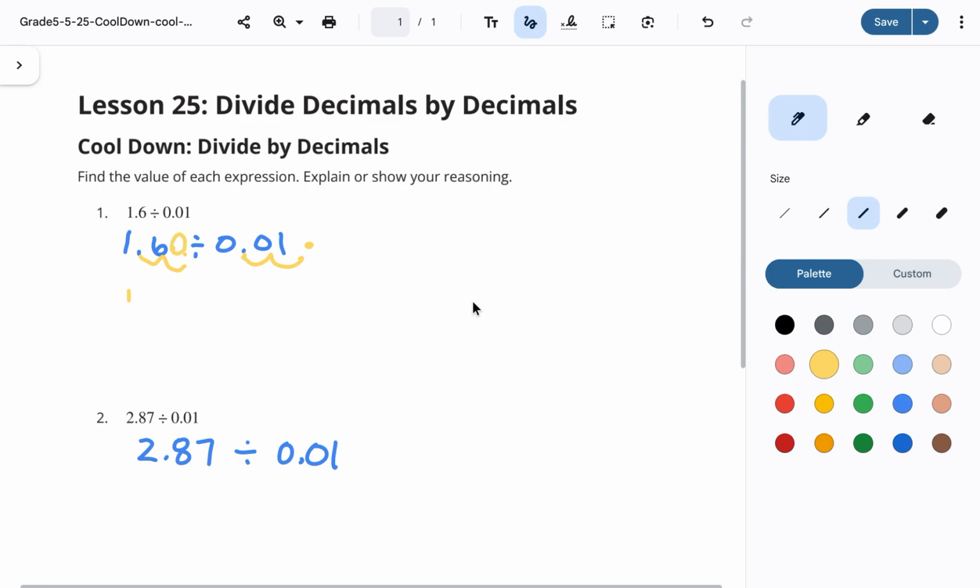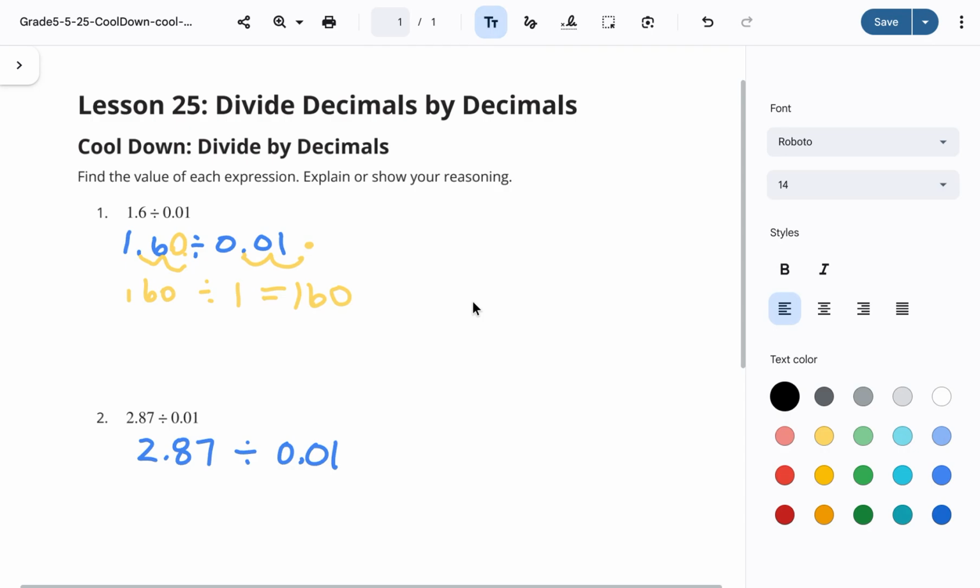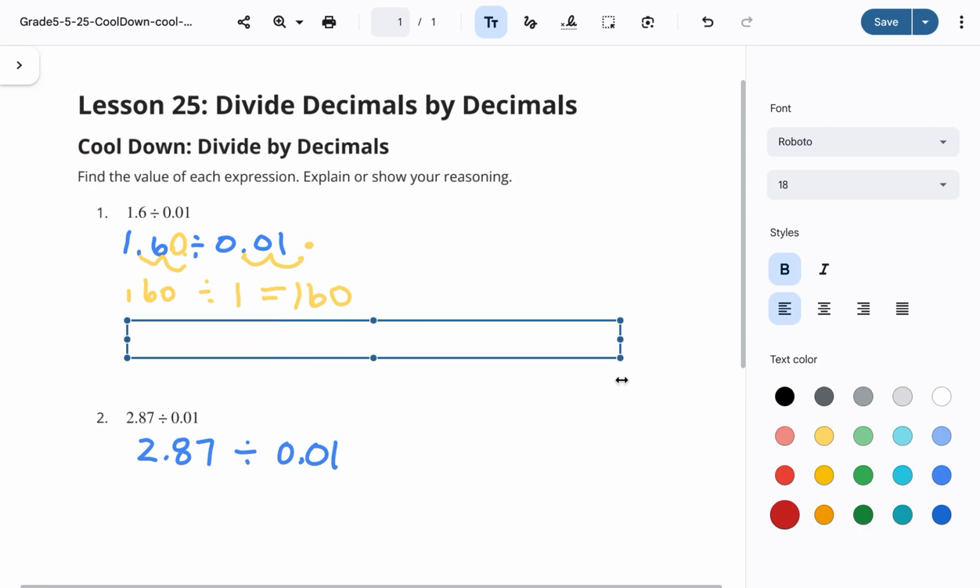So now I'm really thinking about 160 being divided by 1. Well, I know 160 being divided into one group is going to equal 160. So I have my answer to this problem. Actually, I'm going to type out my final answer here because we also need to explain it, don't we? I'm going to type out my final answer today in red, and that's going to allow us to see a little bit of difference between what I did to brainstorm this and how I'm going to type in my final answer. So my final answer here is 160.